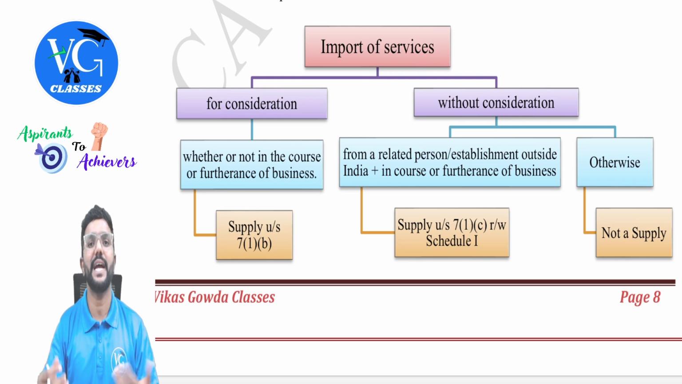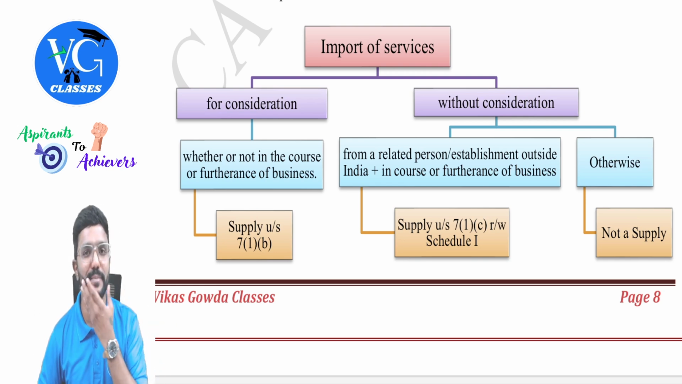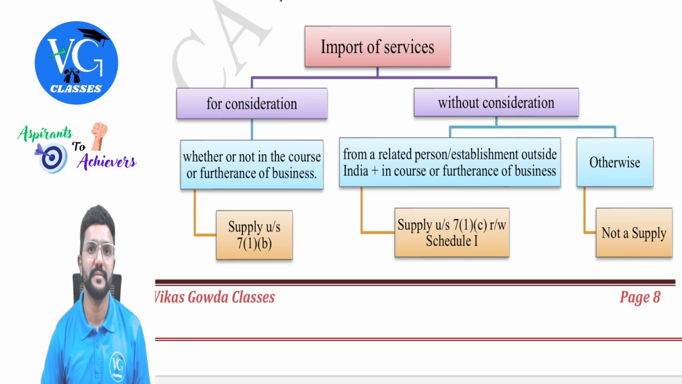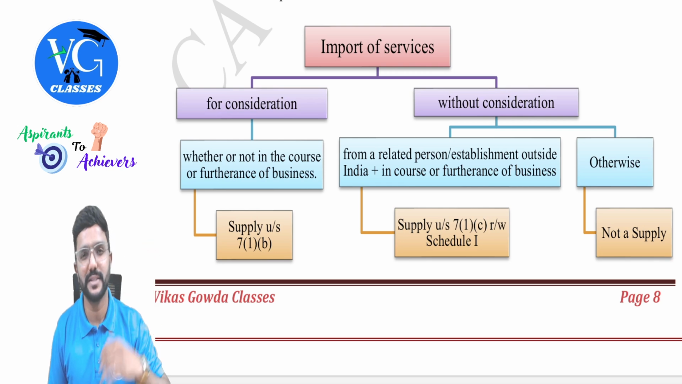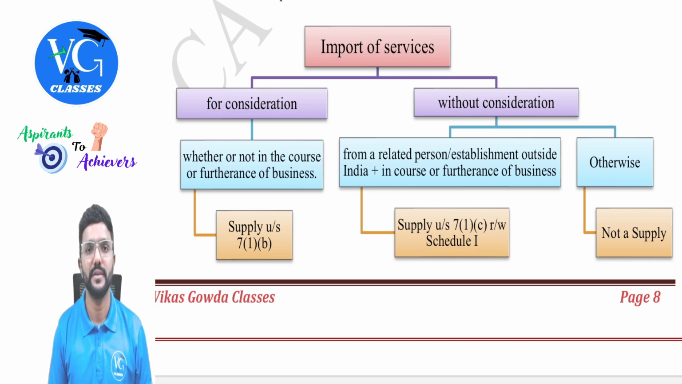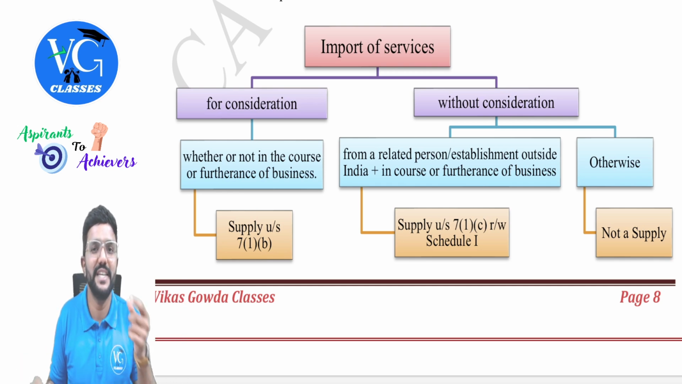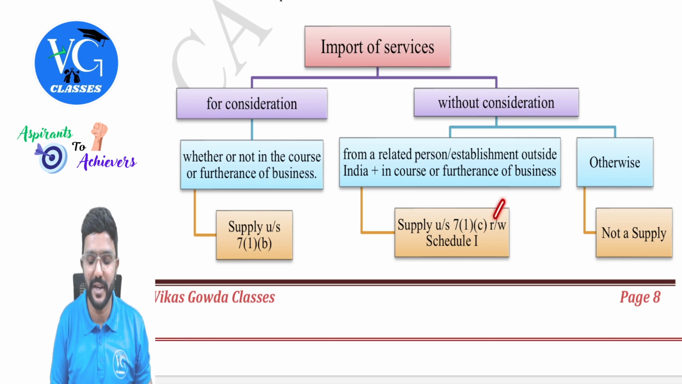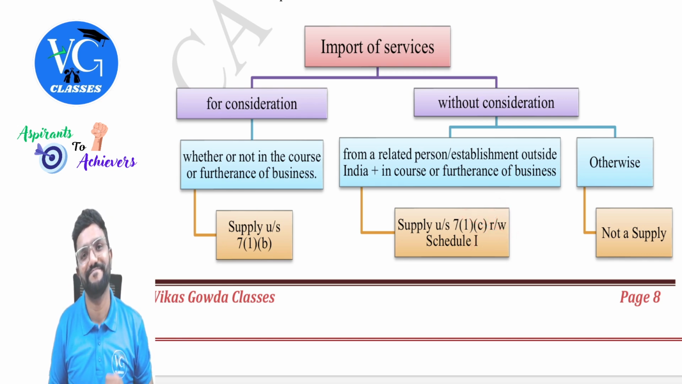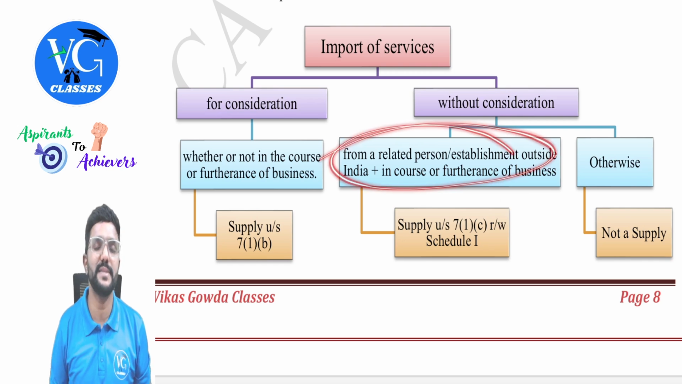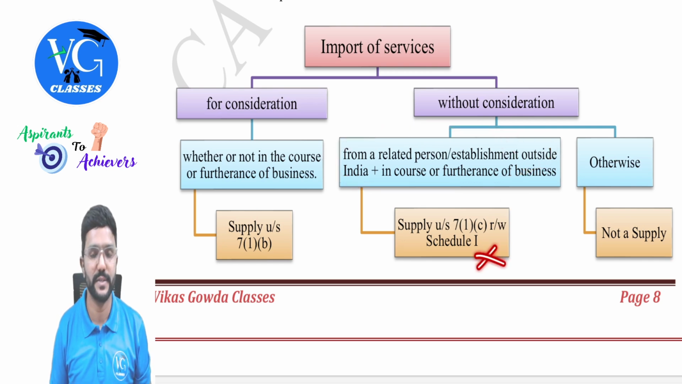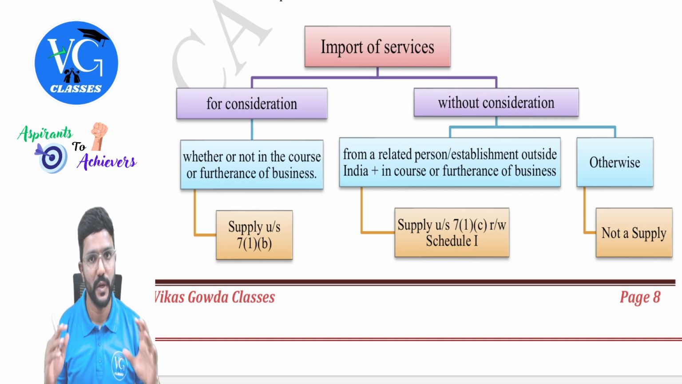For example, sir, I have imported services from my related person, but for my personal purpose. Is it covered here? No, not covered. Or else, sir, I have imported services without consideration for my business, but not from my related person. Assume it was from my friend who is not a related person. He didn't charge me any amount. Is it a supply covered here? No, sorry. Even if one of the conditions is missing here, it will not be covered here, guys. Hope you understood. Got it?